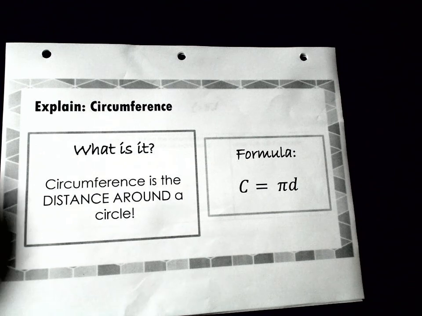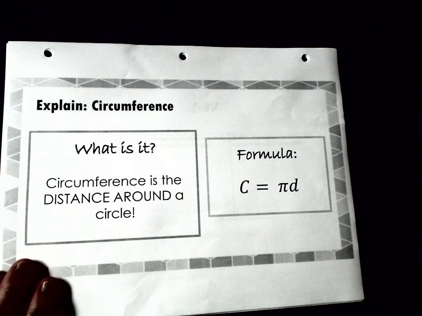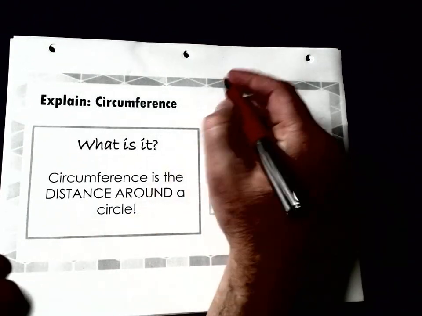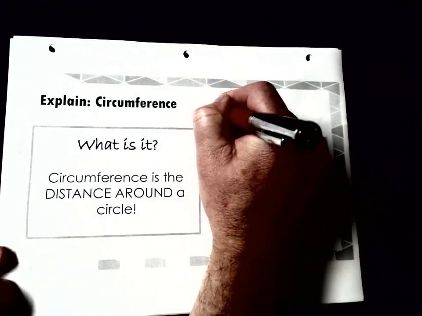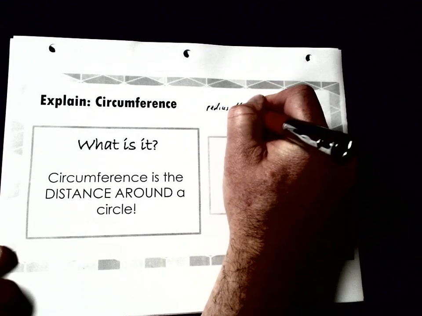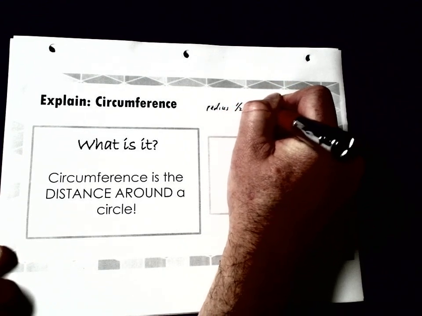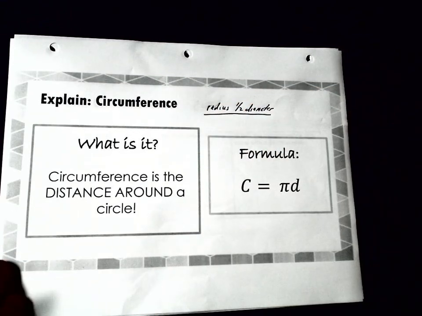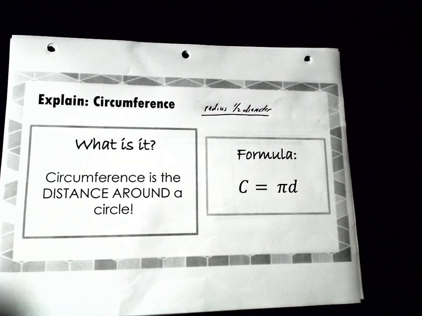Alright, good afternoon, guys. This is lesson 1 in unit 3, which is our geometry unit. We've just watched the BrainPop video, and what came out of that is the radius of a circle is 1/2 the diameter. Okay, so that's basically what we got out of the short video we watched.